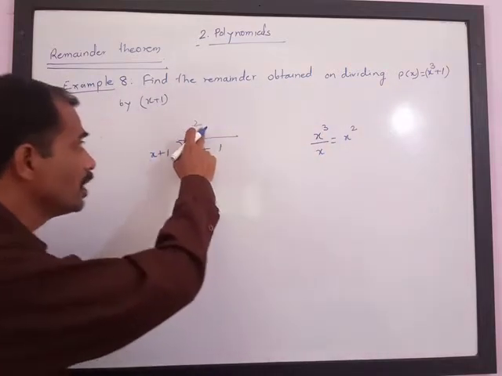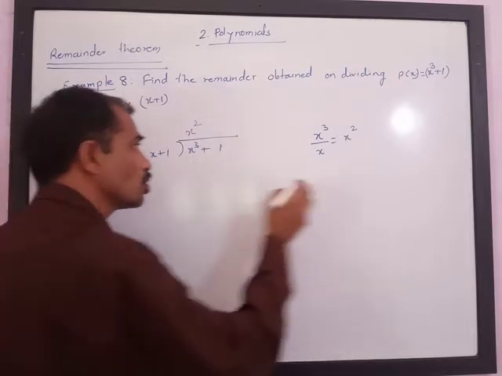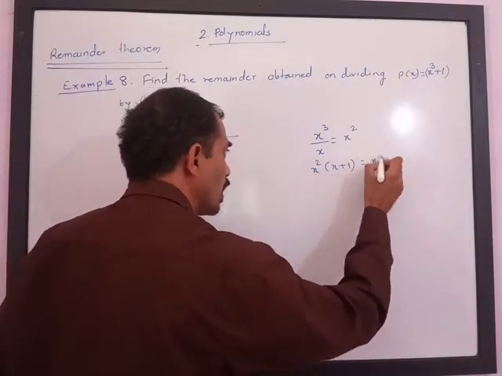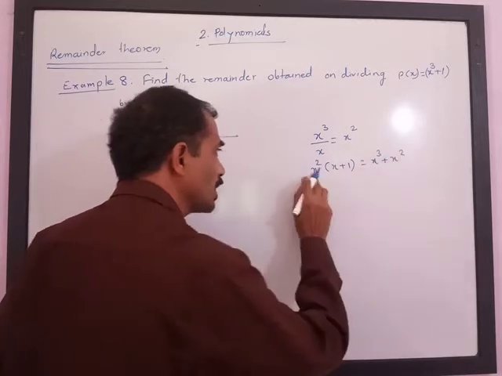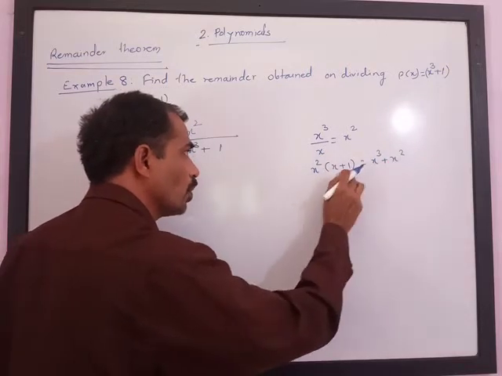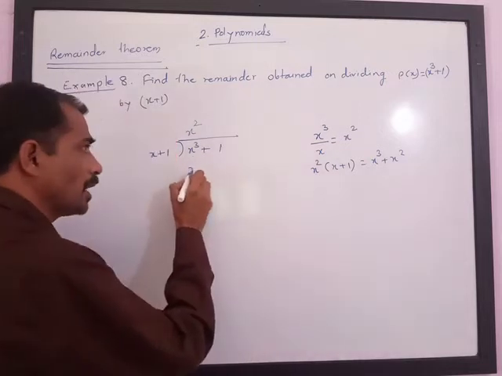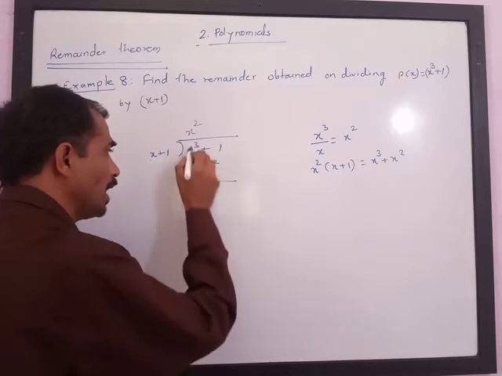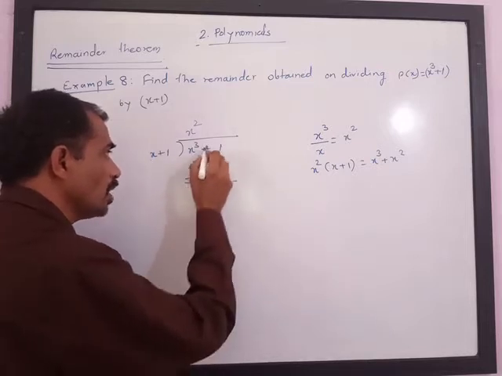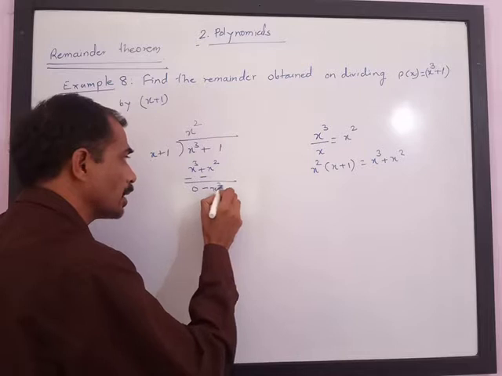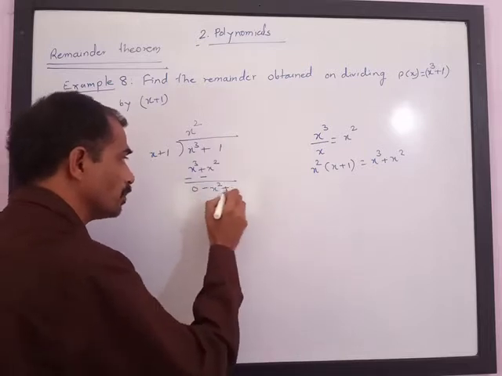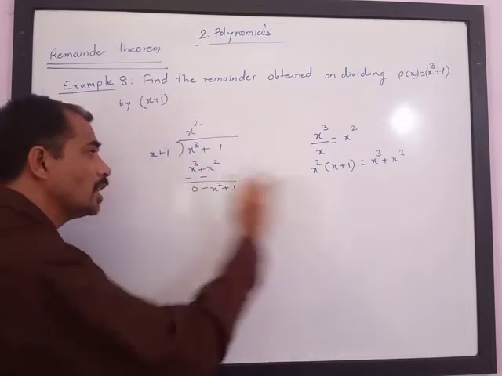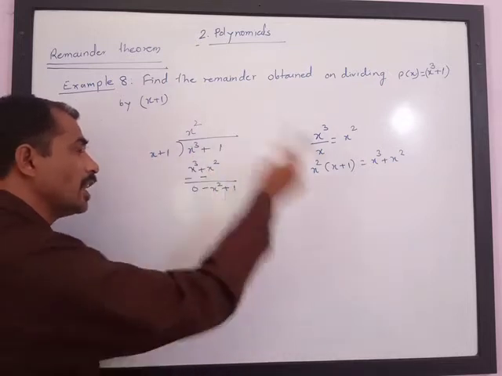Now with this quotient multiply the divisor. So x square multiplied by x plus 1 is equal to x cube plus x square. X square into x is x cube, x square into 1 is x square. So we have to subtract this, x cube plus x square. Change the signs, you will get x cube minus x cube as 0. Now this will be minus x square plus 1. Please note, I have written this in the descending order, x square first and then 1.